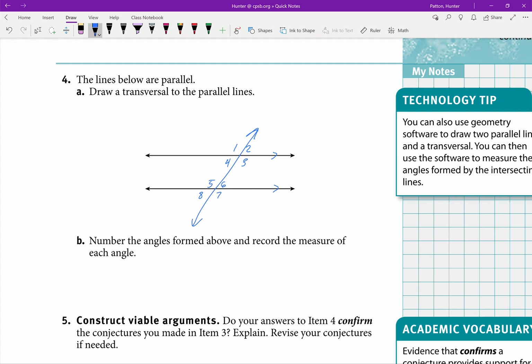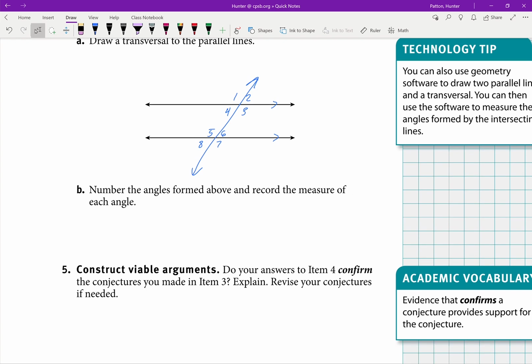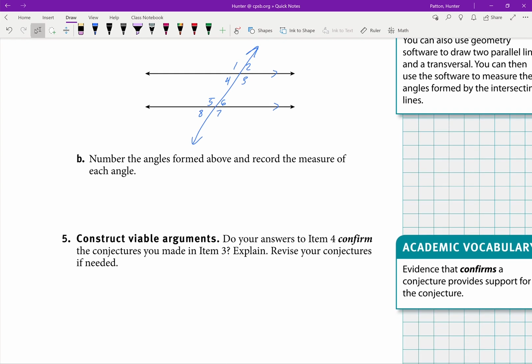All right. So do your answers, that's what number 5 says, do your answers to item 4 confirm the conjectures you made in item 3? Explain and then revise your conjectures if needed. Okay, so yes, they will confirm the conjectures.